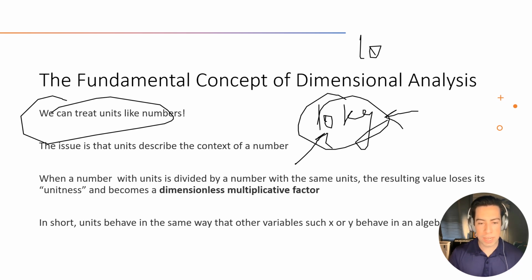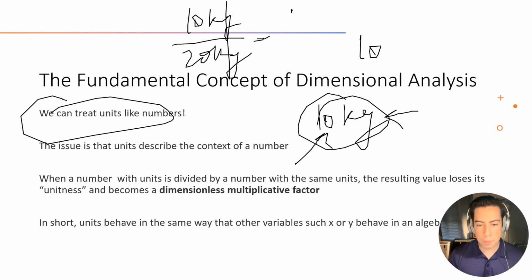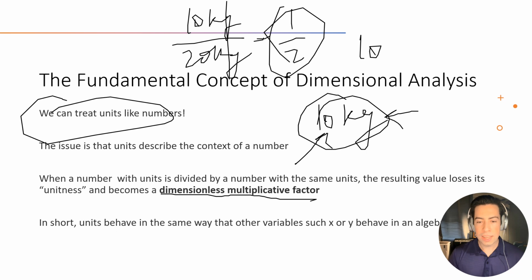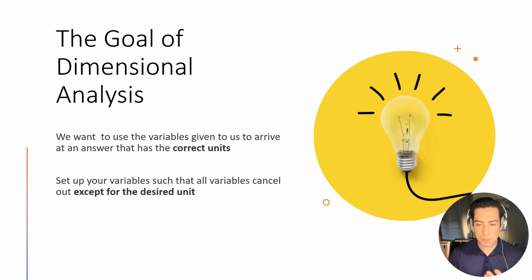Now, anytime that we divide two of the same units, if let's say I had a ratio 10 kilograms to 20 kilograms, well, my kilograms are going to cancel out just like any other variable would, right? So I'm going to have 1/2. Now, again, guys, this is what I mean by a dimensionless multiplicative factor. This has no dimension associated with it. So if I just say 1/2, I'm going to ask, well, 1/2 of what? And we don't know that, right? It's just going to be a multiplicative factor. So in short, units behave the same way that other variables such as x or y would in an algebraic system.